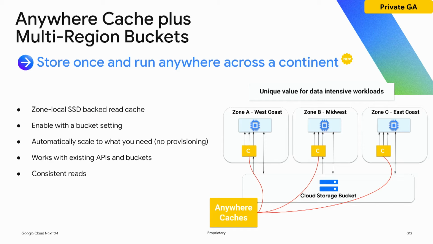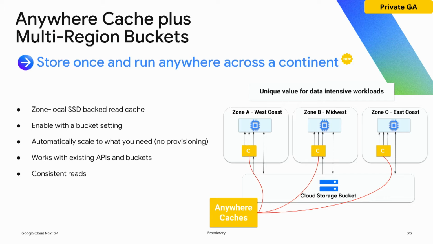The anywhere cache is a zone local SSD-backed read-only cache. If you look at the diagram on the right, you'll see that we have a multi-region bucket with caches on the West Coast, the Midwest, and the East Coast. On your first read, the bucket egresses the data to your VM and simultaneously fills the data into the cache. And subsequent reads of that data come from the cache, which is in the same zone as your VM.